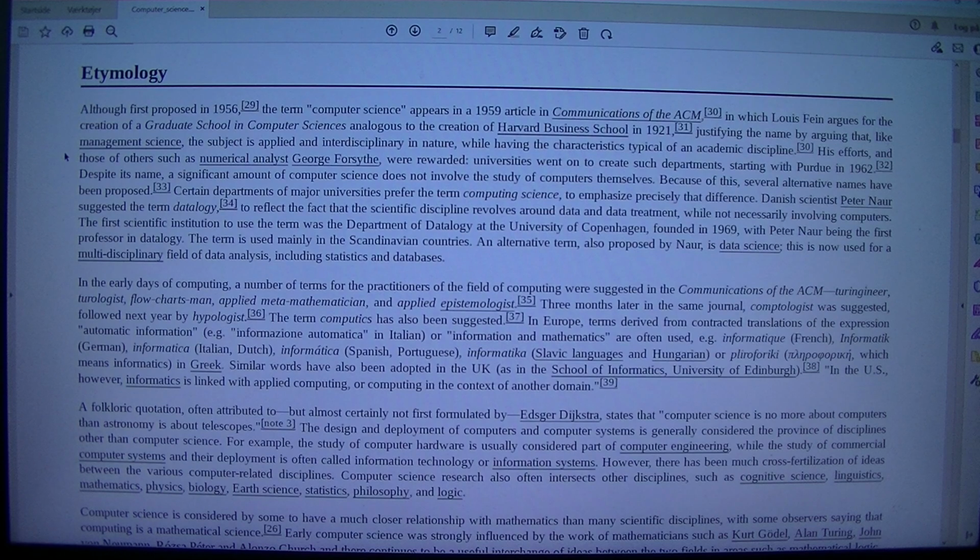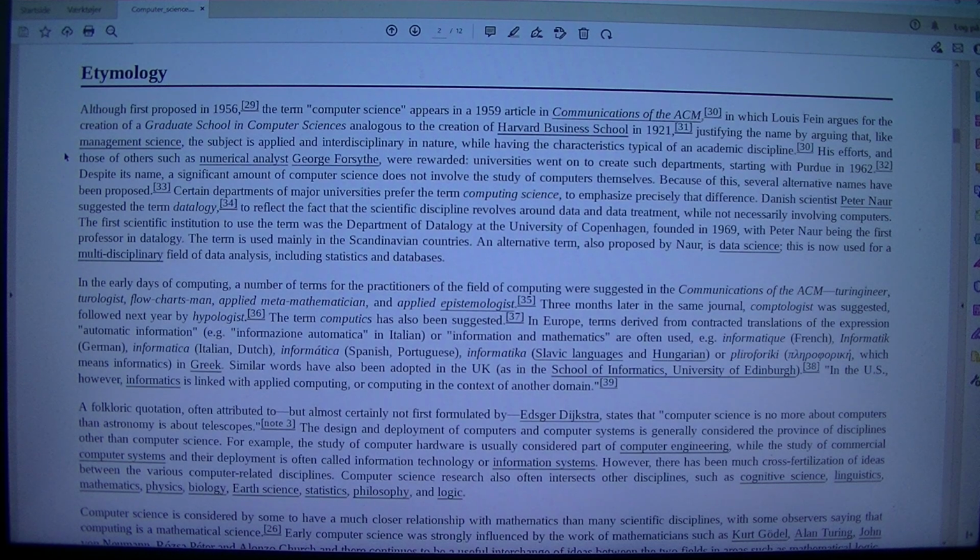Despite its name, a significant amount of computer science does not involve the study of computers themselves. Because of this, several alternative names have been proposed. Certain departments of major universities prefer the term computing science, to emphasize precisely that difference. Danish scientist Peter Naur suggested the term datalogy, to reflect the fact that the scientific discipline revolves around data and data treatment, while not necessarily involving computers.